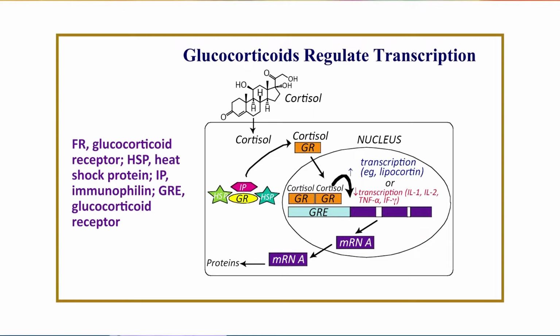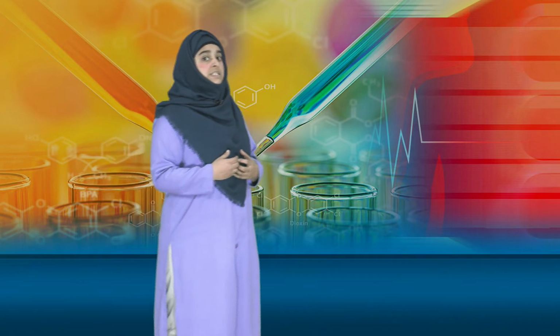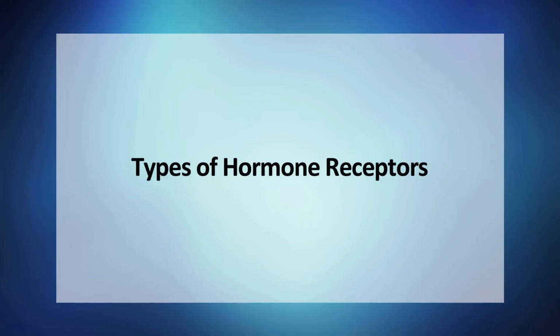All steroid hormones act through nuclear receptors to change the level of expression of specific genes, and the receptor hormone complex then translocates to the nucleus and interacts with specific response elements, stimulating the transcription. Well, dear students, now you might be well aware that steroid hormones are synthesized from cholesterol. Moving ahead, we will have a short discussion on types of hormone receptors.